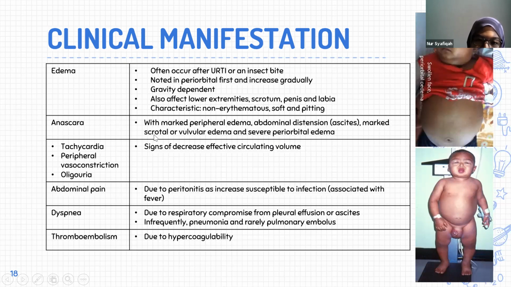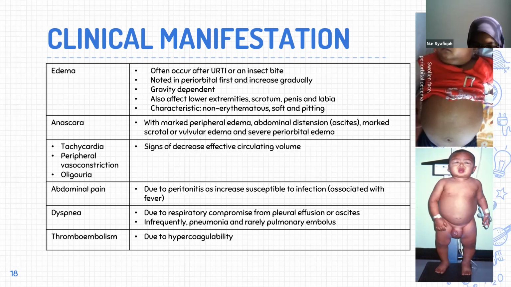Also in nephrotic syndrome, the children might come with signs of decreased effective circulating volume, such as tachycardia, peripheral vasoconstriction, and also oliguria. Abdominal pain can also be present. This is due to peritonitis, as in nephrotic syndrome the child will be more susceptible to infection. If there is peritonitis, if there is infection, it will be associated with fever.